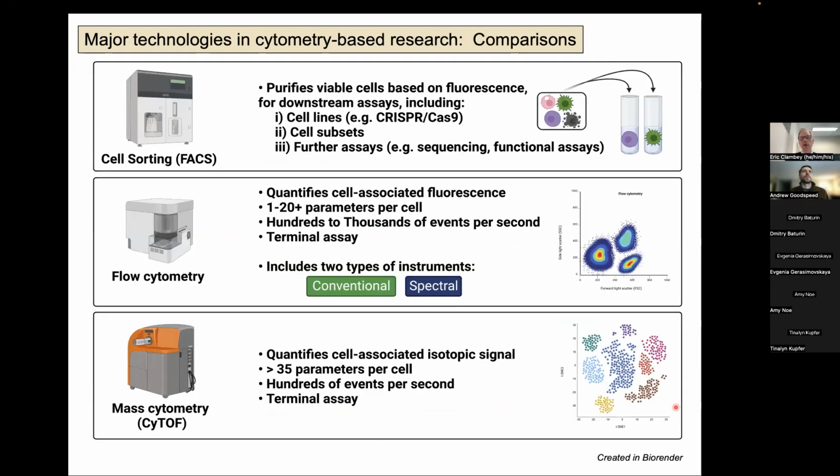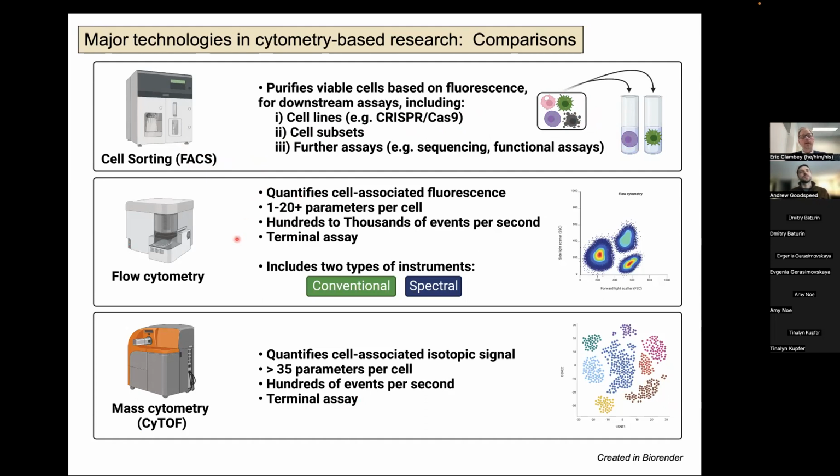There are three broad technologies within the cytometry-based research field that I'll focus on today. The first is cell sorting, or fluorescence-activated cell sorting, or FACS. This technology purifies viable cells based on fluorescence. And so you have cells stained with different fluorescent molecules, and a cell sorter can actually purify populations based on their differential fluorescence. And these purified cells can then be used for downstream assays.